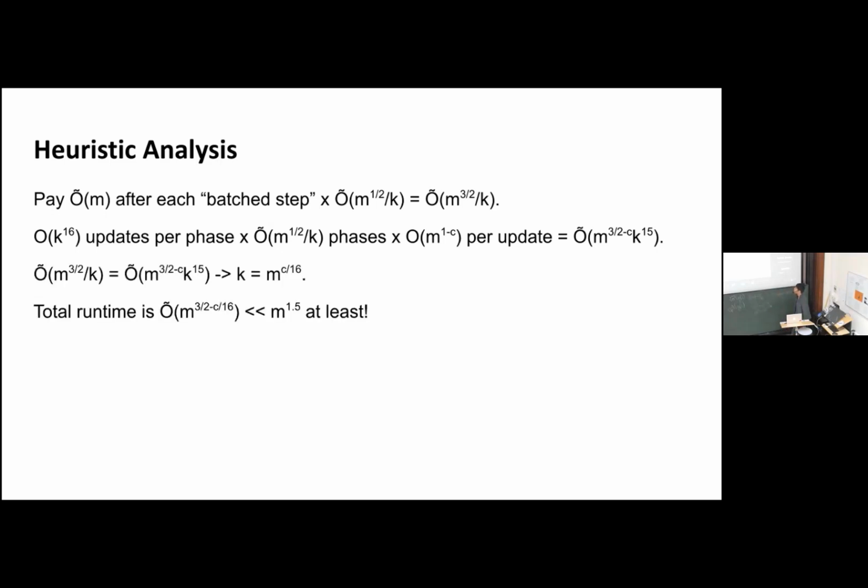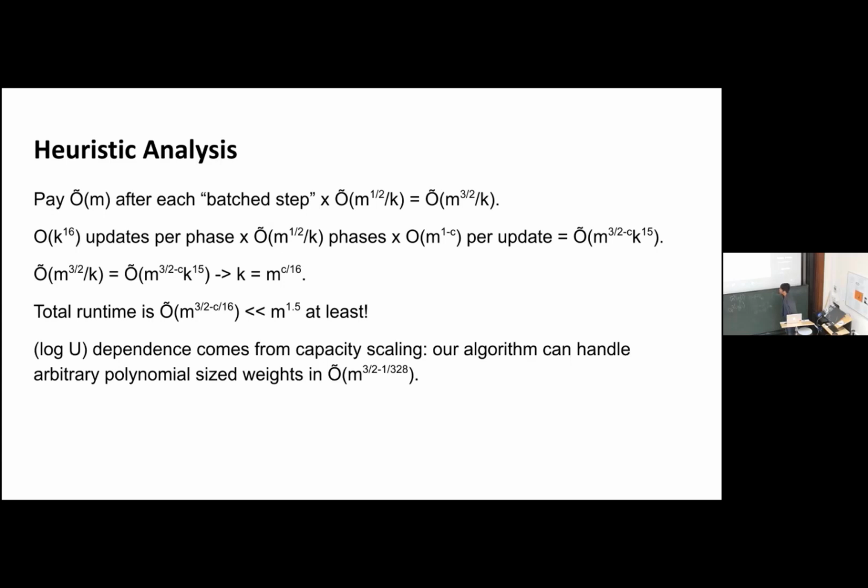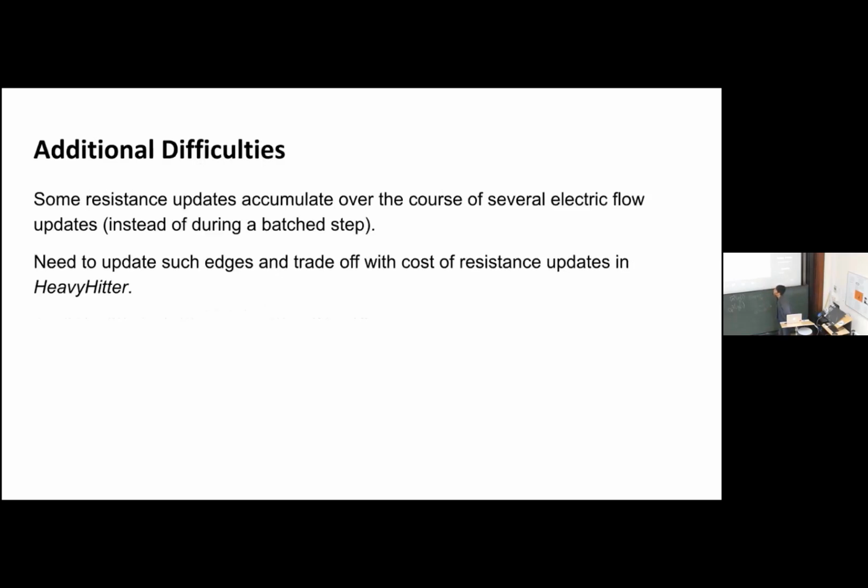If you trade these terms off, you can set k to be between them, and then you'll get an m to the 3/2 minus c over 16 runtime, which is less than m to the 3/2, as long as c is positive. So this sort of trade-off is how we're getting our very crude improvement. In general, this is still a simplification. There's a bunch of other IPM stability batching that has to be done, but that's where our runtime comes from.